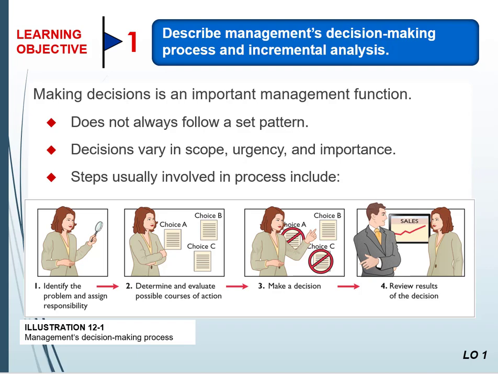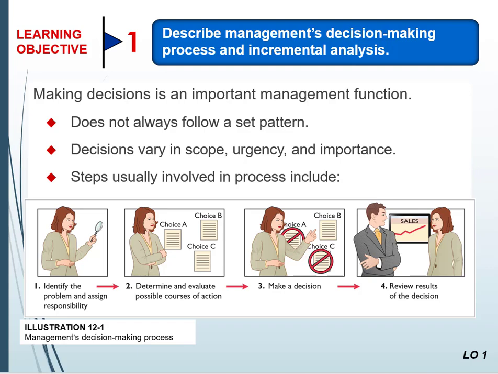So essentially, we have to identify problems and assign some kind of responsibility. We need to determine what possible courses of action we can pick. Hopefully, we've got more than one. And then we need to make a decision. We have to choose the best of those decisions. And then finally, after the decision, we need to review and see what happened. Did we choose the right one? Do we need to make further kinds of changes in order to make the operations more efficient and more profitable?